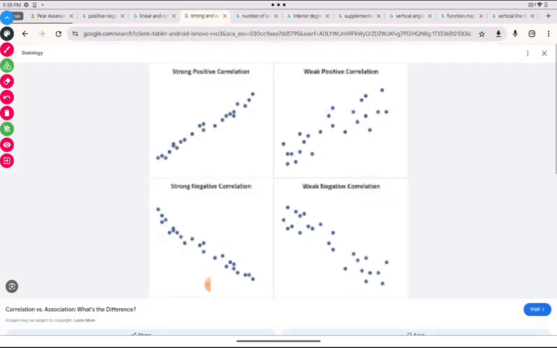If your points are close together, then we call that association or correlation strong. Okay, so here are examples of strong positive and strong negative correlations or associations. If your points are more spread out or more dispersed, we call that correlation or association weak.